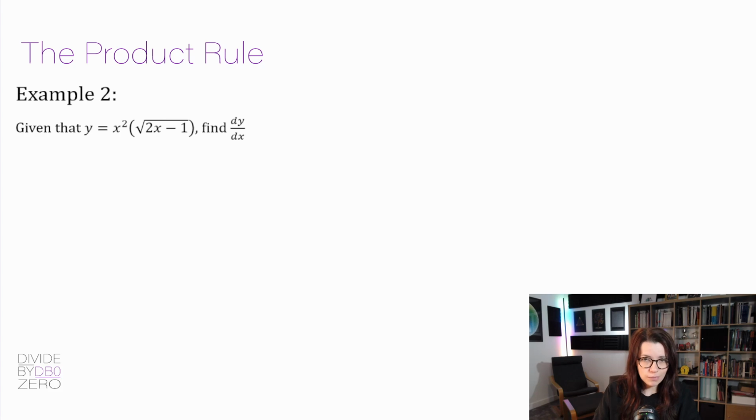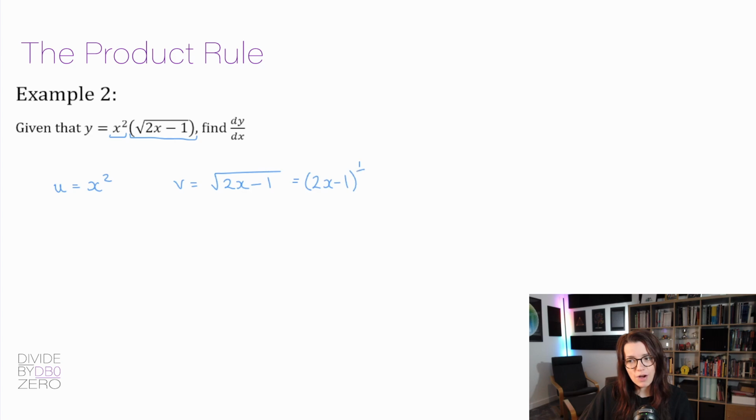Let's look at an example where we'll need to use the product rule. Example 2, given that y equals x squared times root of 2x minus 1, find dy/dx. We can identify that we need to use the product rule because we've got two separate functions multiplied together. We'll call one of them u, so let's say x squared, and the other one v, root of 2x minus 1. Because I know I'm going to need to differentiate v at some point, I'm going to rewrite it as (2x minus 1) to the power of a half. Writing it in that form will make it easier to differentiate.